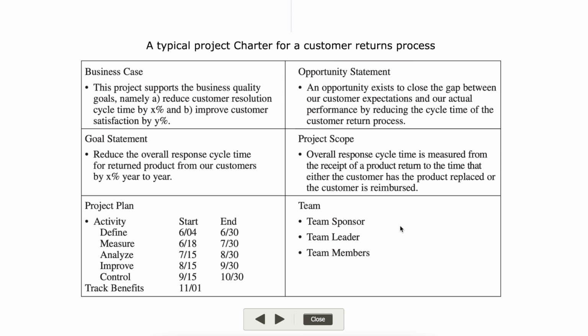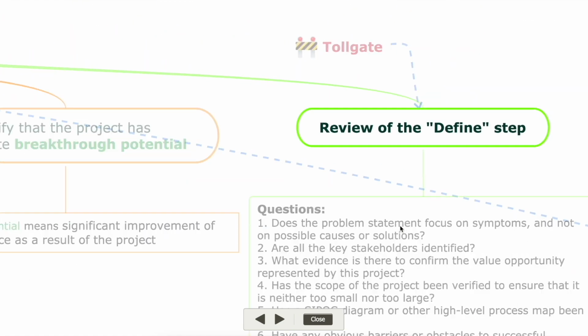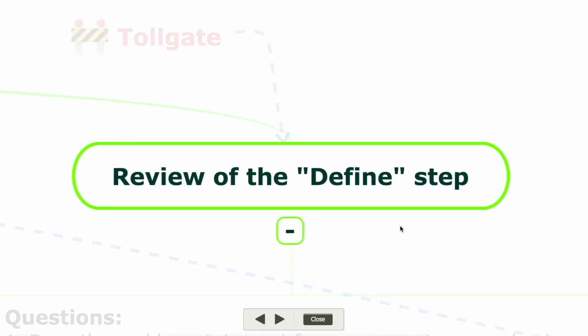Once the define step is completed, we arrive at the review process or the toll gate. Here all the achievements of this step, meaning the objectives of this step, will be evaluated by an evaluator.